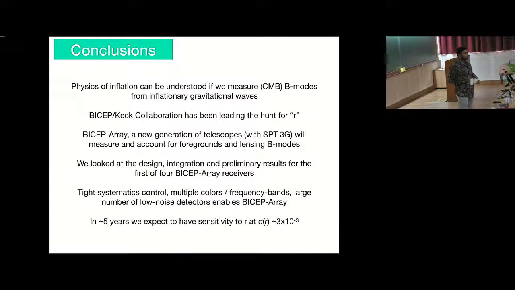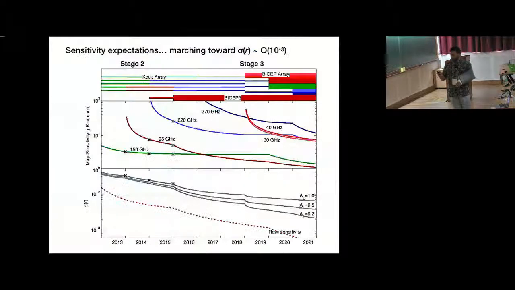So in terms of calendar, the full array will be fielded when, you think? Yeah, so there's a staged deployment plan. This coming winter, we're going to do the 30-40 gigahertz. Time permitting, the 150 gigahertz might go then, but it's a bit unlikely. It'll go the next year. And then the 95 will kick in either that year or the following year along with the dust monitoring channels.